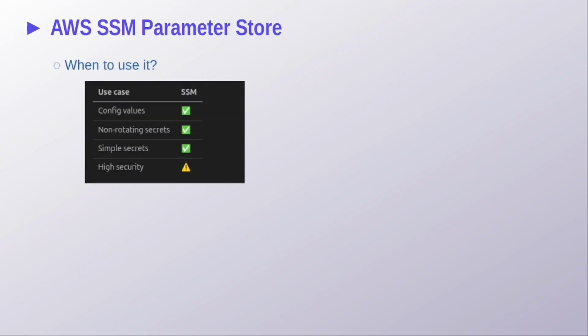AWS SSM Parameter Store. When to use SSM? SSM Parameter Store is great for config values, non-rotating secrets, and simple secrets. Example.